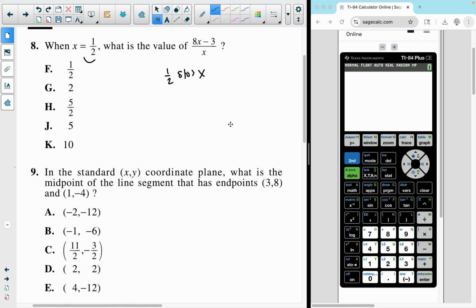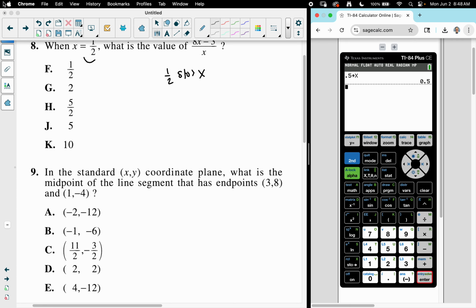So I type in, well, 1/2 is the same thing as 0.5, so I'm just going to use 0.5. I'm going to store this in for x and press enter. Now every time I press x, I'll get 1/2. Now I'm going to type this in as I see it.